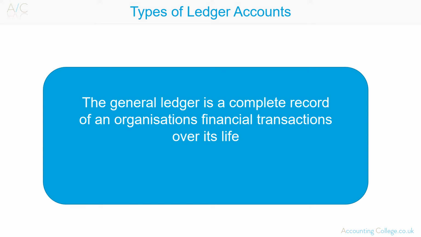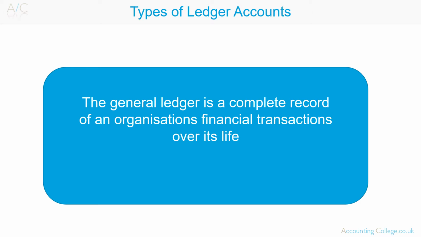Types of general ledger accounts. The general ledger is a complete record of an organization's financial transactions over its life. The general ledger can be a set of physical books into which debits and credit entries are posted, or it can be in the form of a computer program.